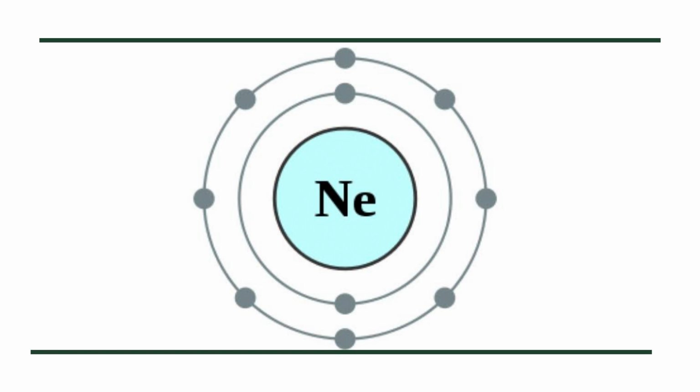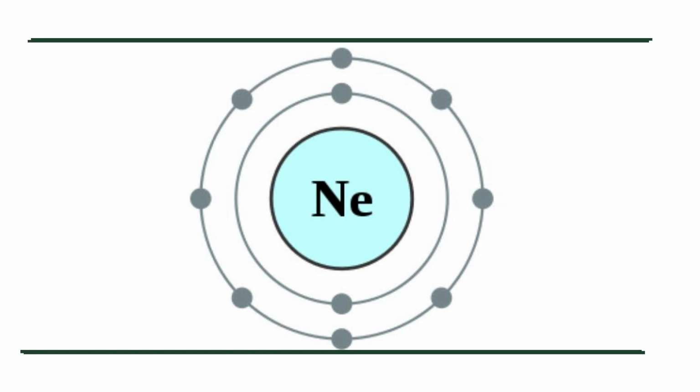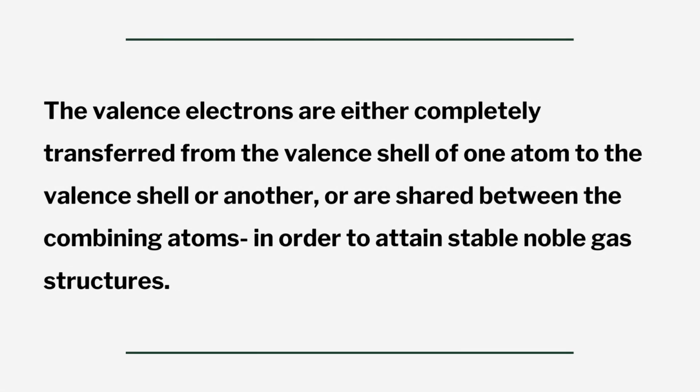Are you with me? So the octet rule states that an outer shell must be completely filled, which is 8 electrons. Noble gases have electronic configurations that always end with 8. So that means the valence electrons, the outermost part of the shell, have a complete octet state. They are stable. So noble gases are already in their octet states.